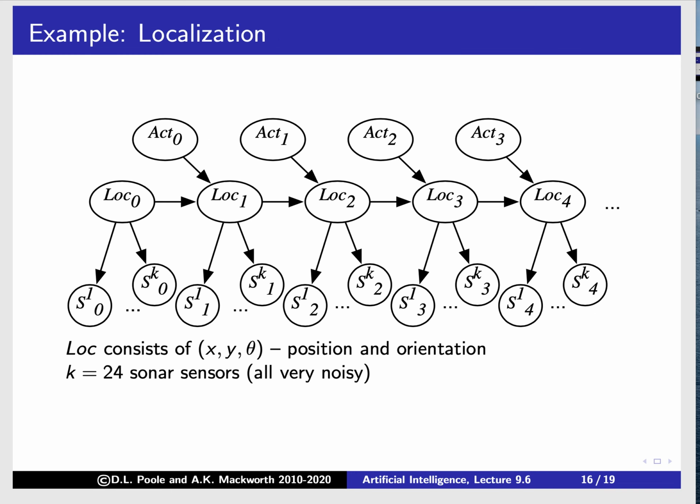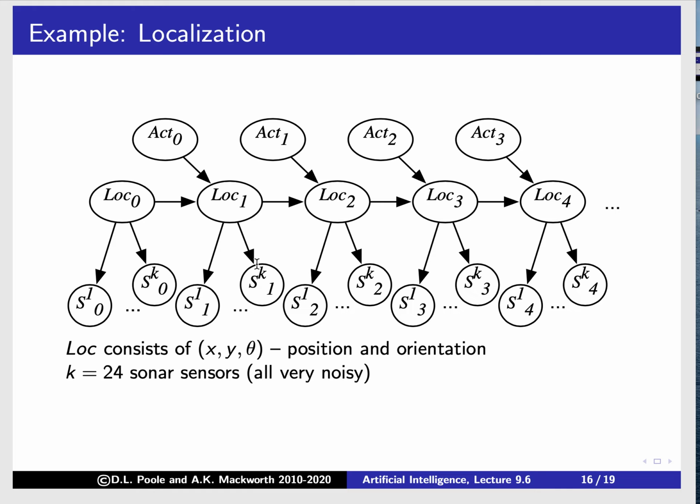Here's an example we did a long time ago, on localization. The location of the agent is down here, and it depends on the action. Now I can have multiple sensors. Here I'm assuming we have k sensors at time 0, k sensors at time 1, k sensors at time 2, etc.